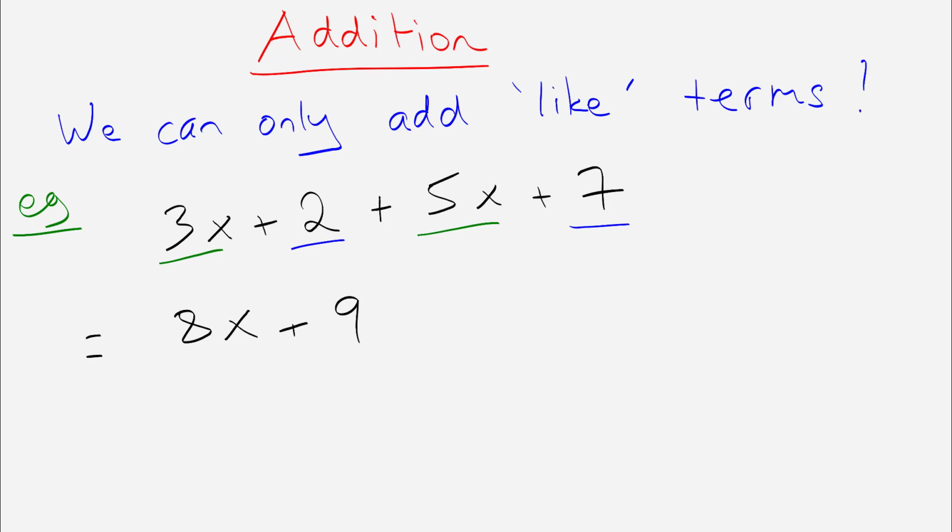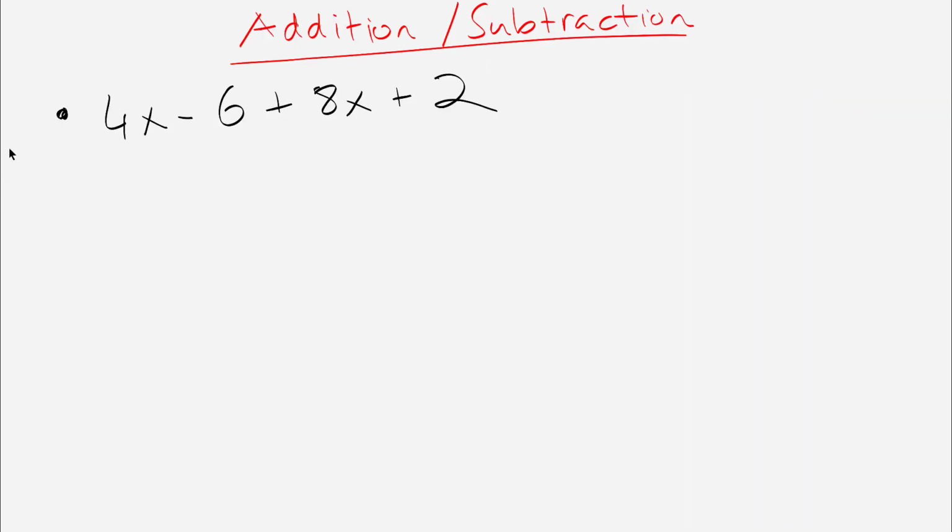Let's have a look at another example. 4x minus 6 plus 8x plus 2. So once again, I can add the like terms. I can add the 4x to the 8x, and I can add the minus 6 and the plus 2. So my next line will be 4x plus 8x, we've got 12x. And then minus 6 plus 2, when you add that, is minus 4.